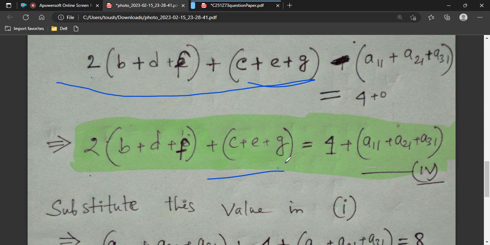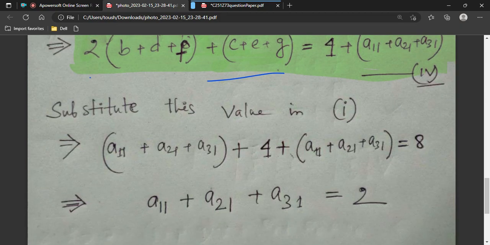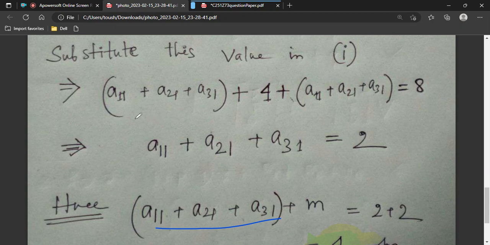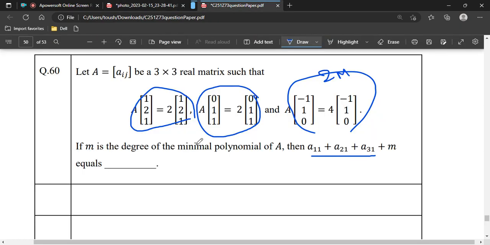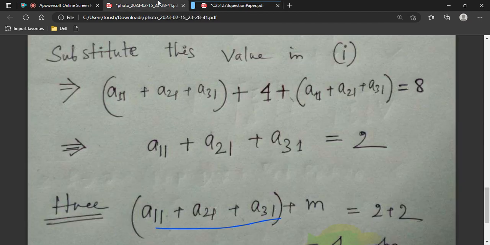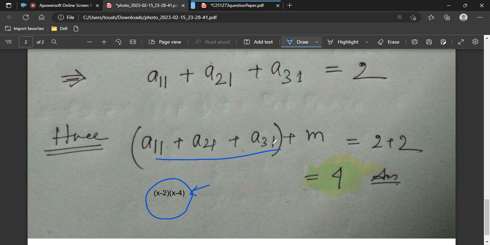Now we will put this in equation number 1. If we put this in equation number 1, we will get a11 plus a21 plus a31 plus 4 plus a11 plus a21 plus a31 equal to 8. So that means 2 into (a11 plus a21 plus a31) is equal to 4, so a11 plus a21 plus a31 is 2. But what we need to find is a11 plus a21 plus a31 plus m. So m is 2 and we are getting this value as 2. So the final result is 2 plus 2, which is 4.